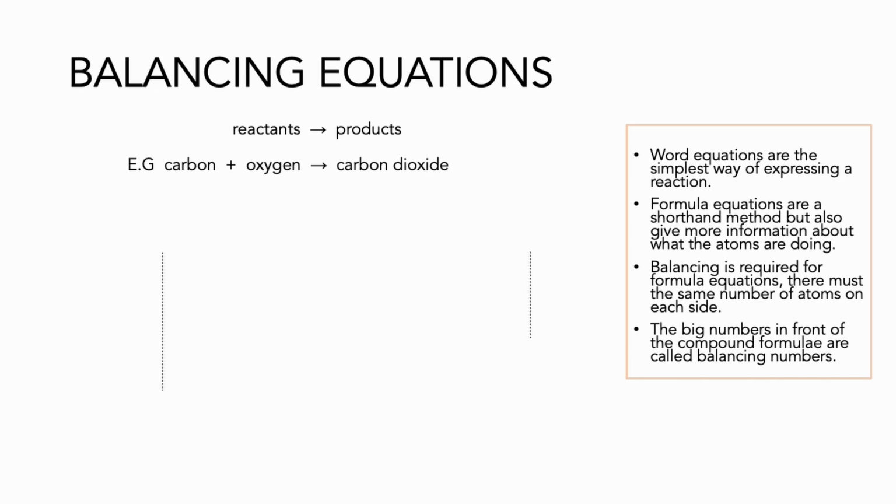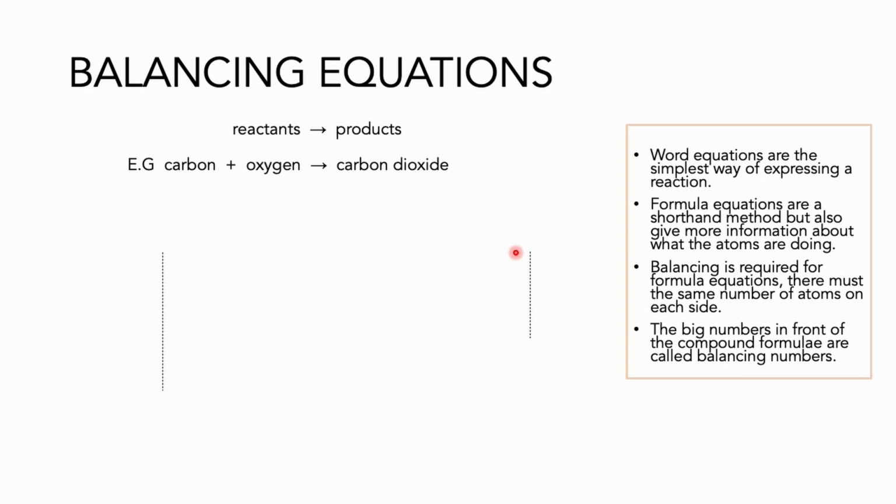Word equations are one of the simplest ways to express a chemical reaction. Reactants are on the left, with an arrow that shows the transformation to products, which are on the right. Another type of equation that has a similar setup is a formula equation. These are the same, apart from the names of the compounds are replaced by their chemical formula.